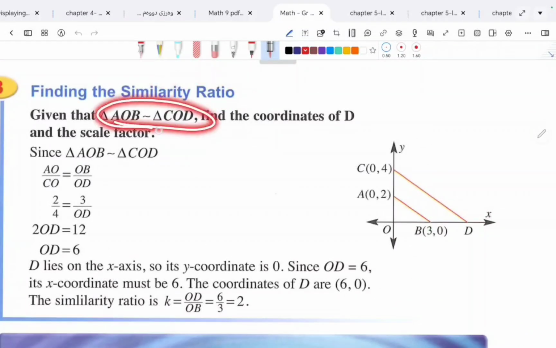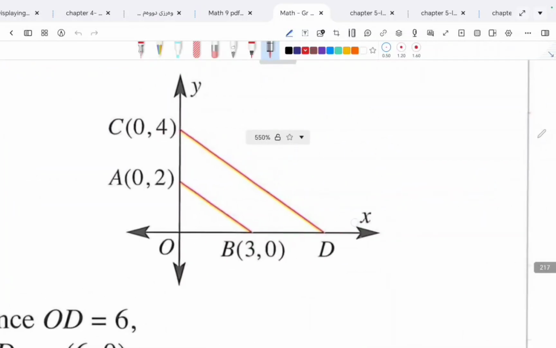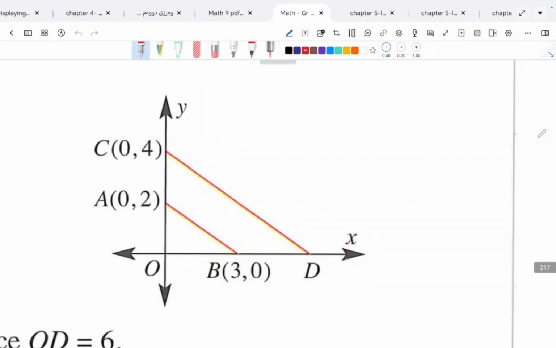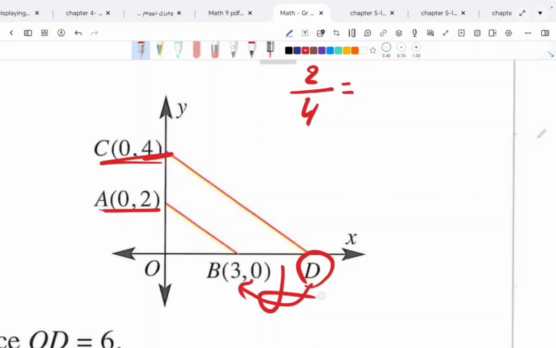Given two triangles that are similar, the coordinate of D is missing. How to find it? Pay attention. The important thing in this topic is that you have to start in the same direction. How to find D? I'm gonna say 2 out of 4 is equal to what? Can I say D out of 3? No, you have to say 3 out of D, because as I told you, you have to start in the same direction. So I'm gonna say 3 out of D.